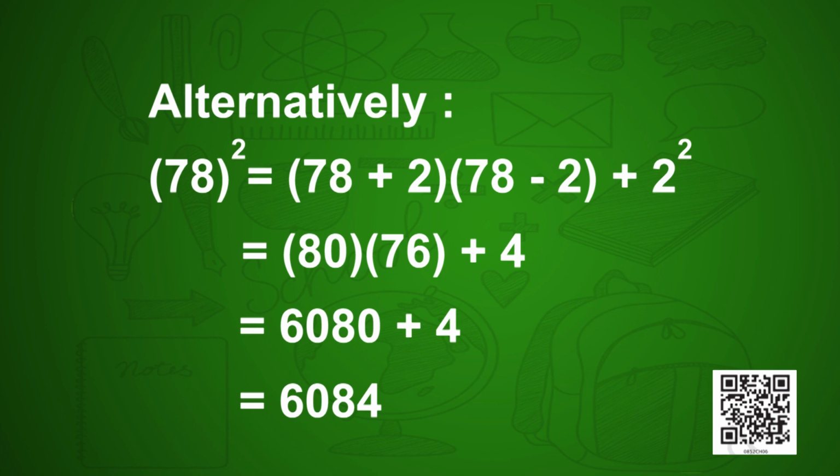Alternatively, we see that 78 square is equal to adding 2 to 78, we get 80, and subtracting 2 from 78, we get 76. So to the product of 80 and 76, we add the square of 2, which is 4. So we get, 80 times 76 is 6080 plus 4 is equal to 6084.